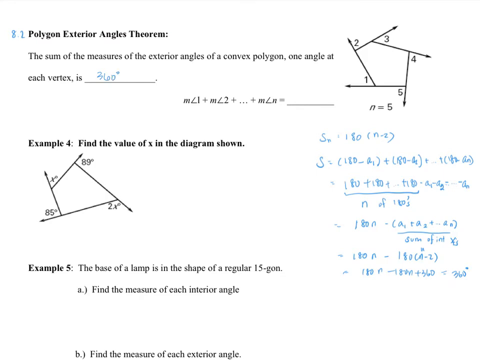So no matter what polygon you have, the sum of the measures of the exterior angles is always 360 degrees. So again, I'm going to state it here again. I'm going to give you a quick proof. And in 8.1, we stated that the sum of the interior angles is represented by 180 times the difference of the number of sides minus 2.